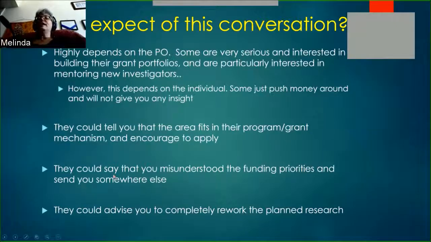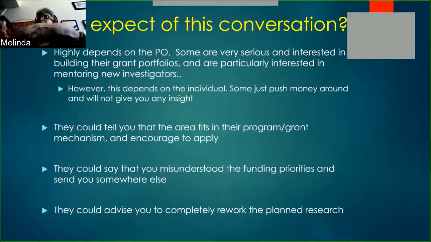They could also say that you are completely off base, you've misunderstood the funding priorities of that program or that institute, and that hopefully they will be able to identify what is the correct program and institute where you should be seeking money. Or they could just say that your Aims page has some significant problems.